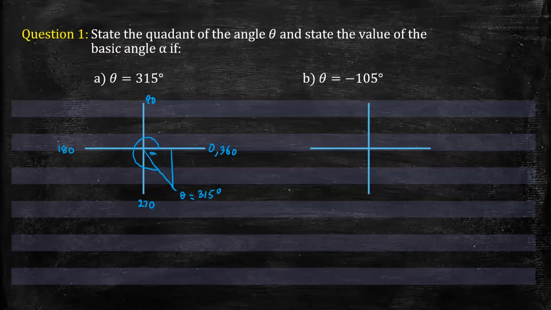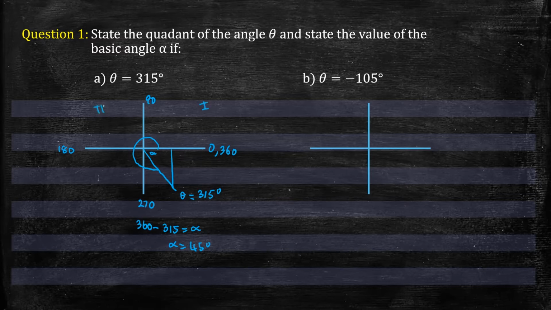And looking at this picture, that means that 360 minus 315 should give us our alpha angle here. And alpha is going to be 45 degrees. So in this case, alpha is 45. And which quadrant is that? This is quadrant 1, quadrant 2, quadrant 3, and quadrant 4 here. So this is in the 4th quadrant. And the alpha angle is 45 degrees.